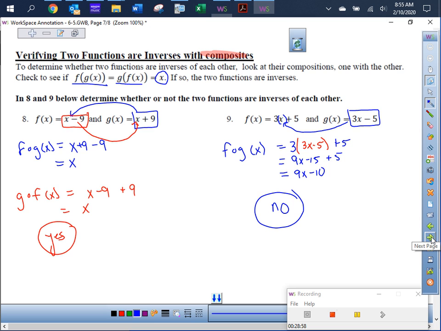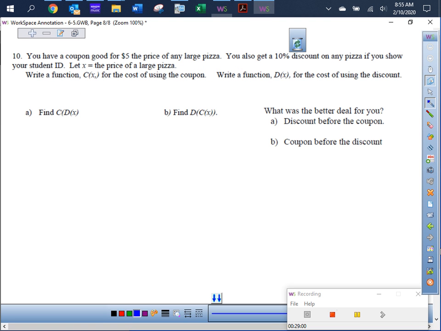Now the story that I was looking for. I am going to let you guys read it, and then we'll talk about it. So please read this. We notice there's a typo. You have a coupon good for $5 off the price of any large pizza. So sorry for the typo. All right. So now you can read that correctly.